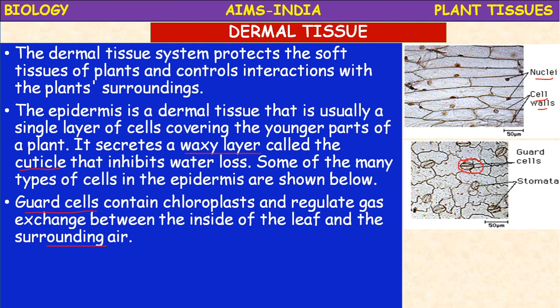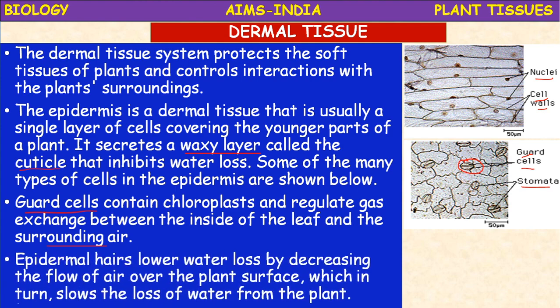In the leaves particularly, they are called guard cells. The entire structure is called stomata. Stomata is plural. Stomatum means singular. Okay. Next, the epidermal hairs.